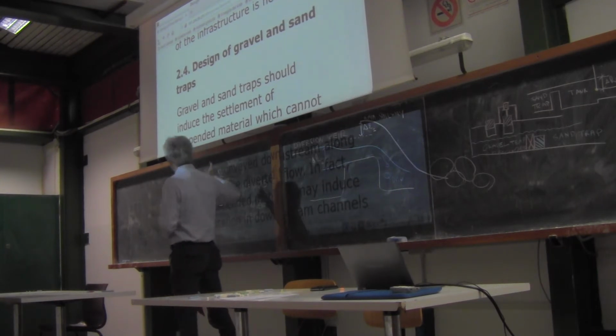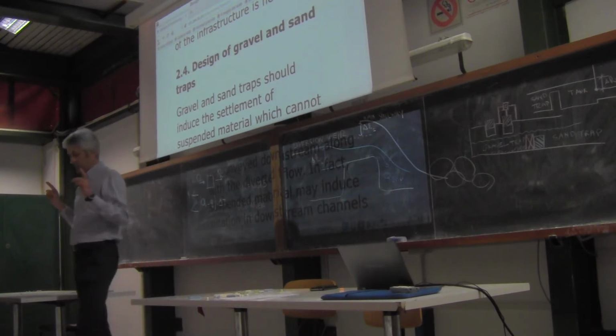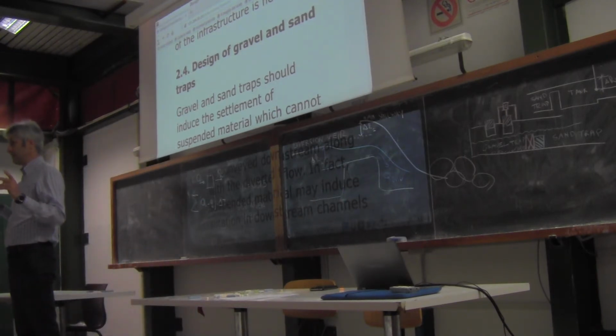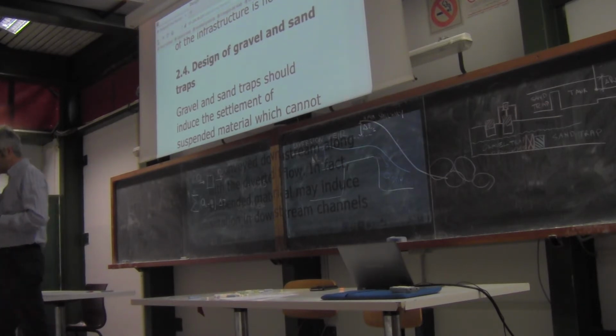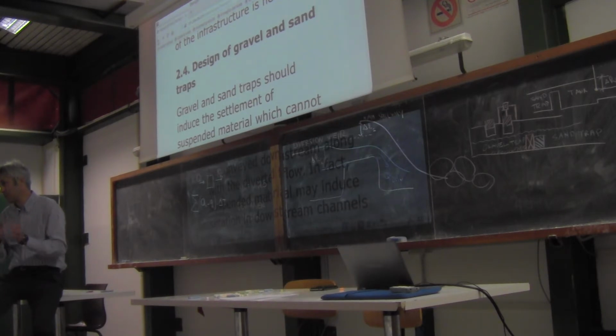Okay, so let's now focus. There are some rules of thumb. First of all, what is designed based on technical procedures here is the length of the sand trap. And then the length of the gravel trap is decided basically on a rule of thumb, like 1/3, half of the length of the sand trap. Second thing, the height of the submerged weirs, which divide the gravel trap from the sand trap and the sand trap from the tank.